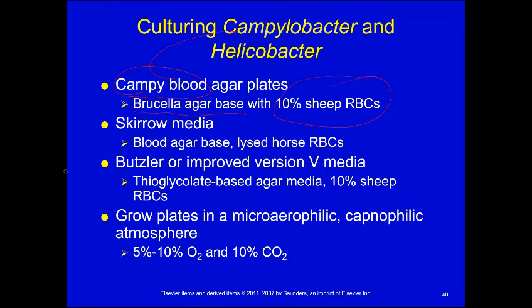You may also use your Skirrow media. It's a blood agar base. The only thing is that you use the lysed horse RBC. Or you may use Bolton or improved version V media. It is a thioglycolate based agar with 10% sheep RBC. And grow plates in a microaerophilic, capnophilic atmosphere. So, decrease oxygen. The oxygen should be around 5 to 10% only and high in carbon dioxide, which at least 10% carbon dioxide.